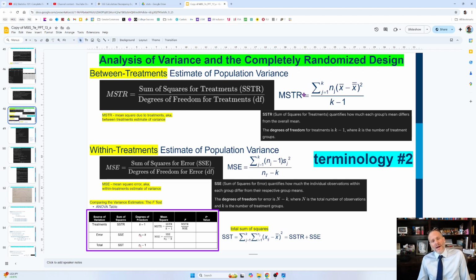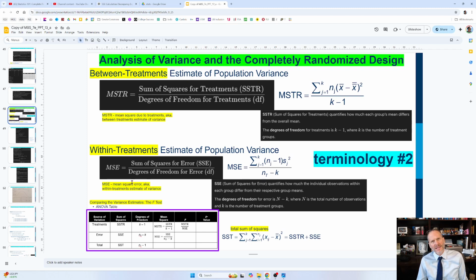Anyhow, the point I want to make is that treatments is for between: MSTR, SSTR, mean square due to treatments, the between treatments estimate of variance, which is calculated from the sum of squares for treatments. With treatments in the name, we're looking at between the treatments. And then down here, we're going to have mean square error.